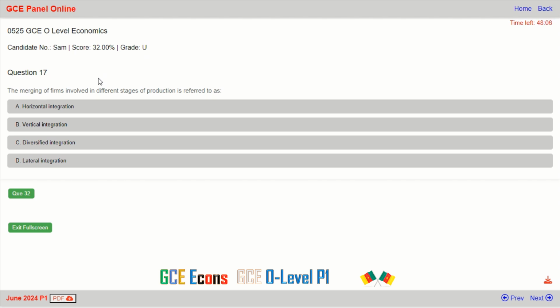The merging of firms involved in different stages of production is referred to as, okay, look at the merging of firms at different stages of production. Some are the primary stage, tertiary stage, and so on. Some are just working with raw materials, some are working with finished products, or they come out with different things. But these are the different stages, okay? Some are up the ladder, some are down the ladder. And this we describe as a vertical relationship, and this is known as vertical integration.